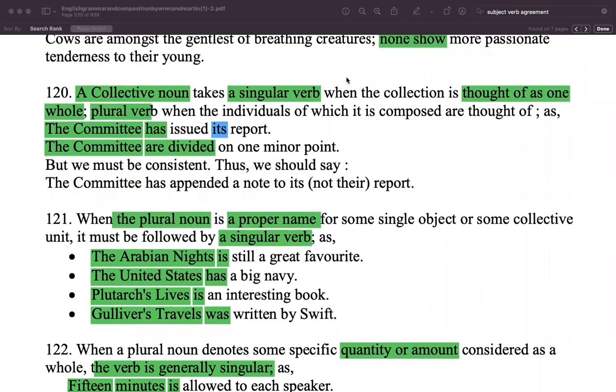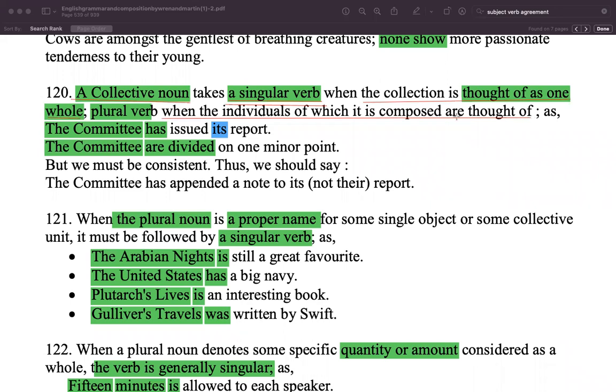Similar to that, another rule states a collective noun takes a singular verb, which we know very well. But when the collection is thought of as one whole, then only a singular verb is taken. A plural verb will be taken when the individuals of which it is composed are thought of.